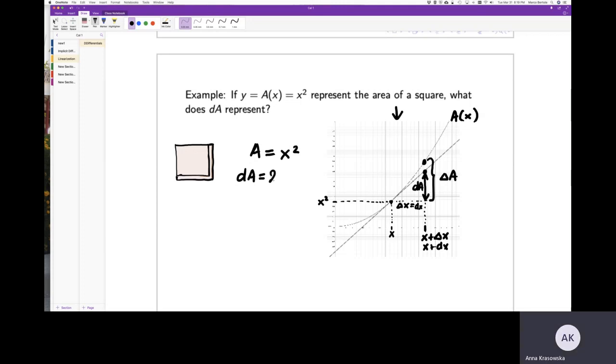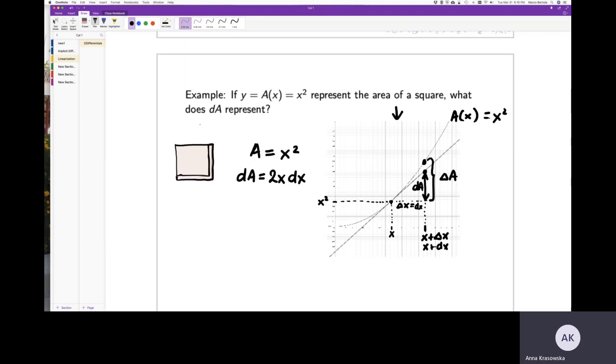dA will be 2x dx. We already know how to compute this. So if we have a graph of the function, a parabola, A of x equal x squared, for any x and any dx, we would see dA as a vertical shift, but measured up to the tangent line, not the original function.